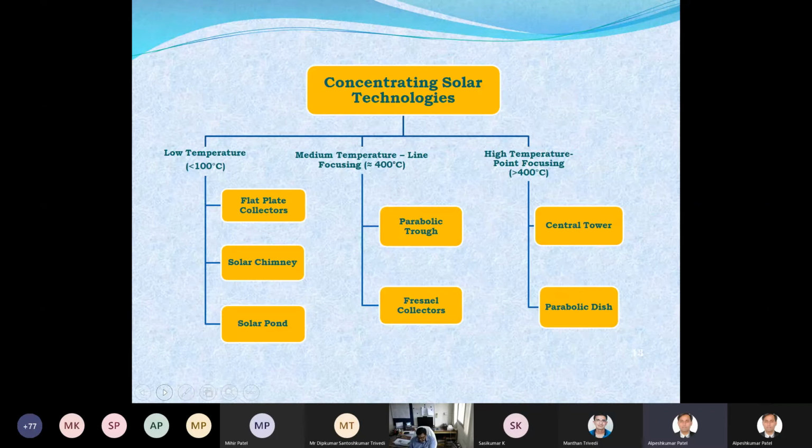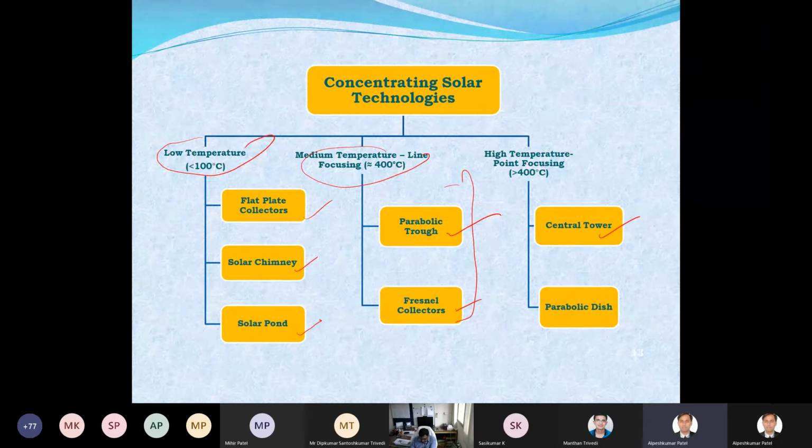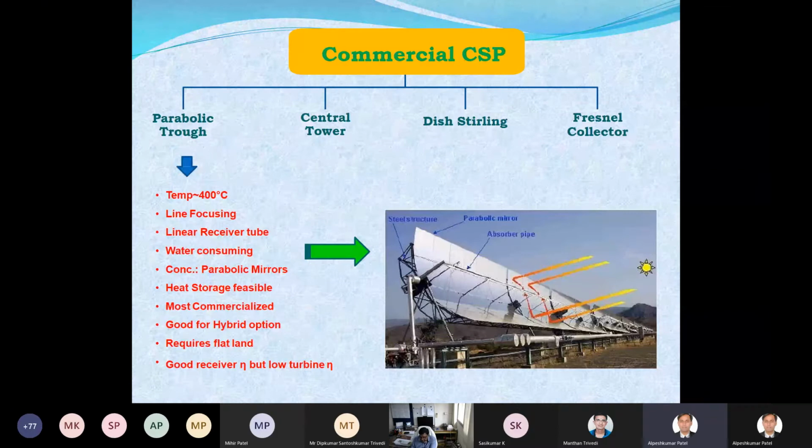So these are the slides I'm quickly going through. If you need low temperature, there is the flat plate, solar chimney, and the solar pond also. For medium temperature, we have to go to the parabolic trough or funnel type. And for high temperature you have to go to the central tower and the parabolic dish. So what are these? Let's talk about this.